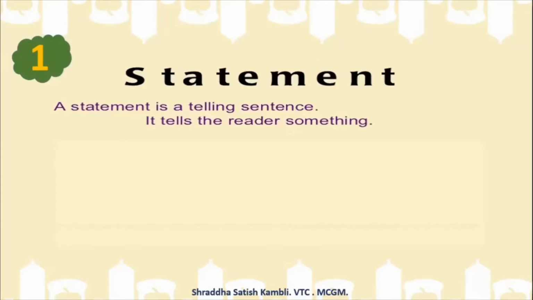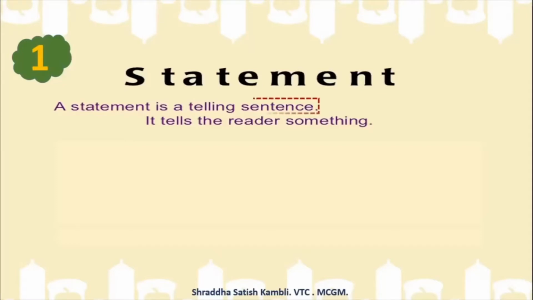So the first one is a statement. Now what is a statement? A statement is called a telling sentence. Telling means when it gives you some information, when it gives you certain knowledge. So a statement is a sentence which gives you certain knowledge. That means it tells the reader something. The statement gives you some information. It tells you something. These kinds of sentences are called statements.